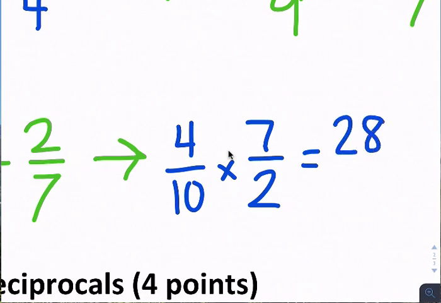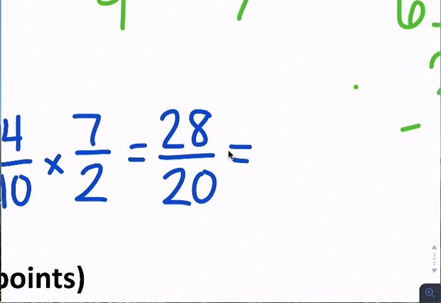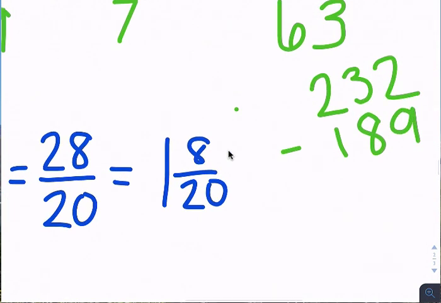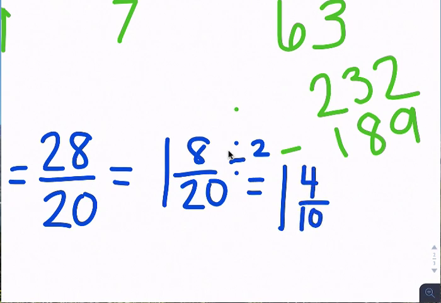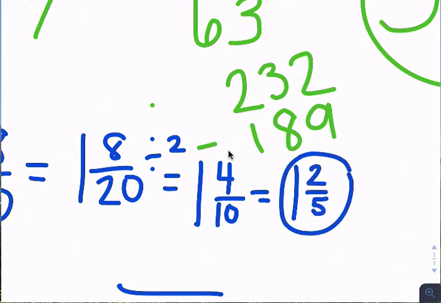All right, so we get 28 and 20. 20 goes into 28 one time, and there'd be 8/20 left over. If I simplify that, I can divide by 2. I'd get 1 and 4/10. But again, I can divide, I'd get 1 and 2/5. There is my answer.